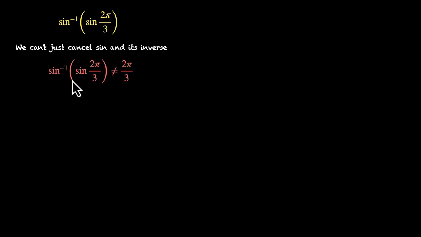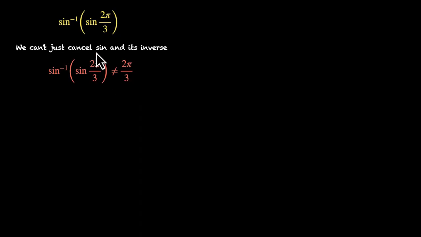Sine inverse has the output from minus pi by 2 to pi by 2, fourth quadrant and the first quadrant. 2 pi by 3 is not in that range, so we can't do that. We just can't cancel sine and its inverse. Not yet. Here's what we can do. We can figure out the value of sine 2 pi by 3 and then find sine inverse of that value. So this is not true. Sine inverse of sine of 2 pi by 3 is not equal to 2 pi by 3.